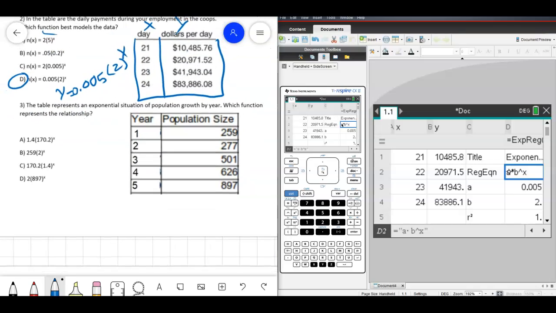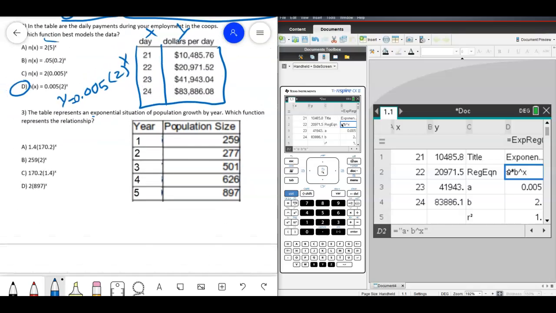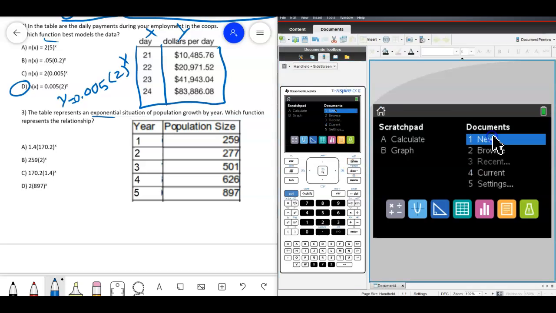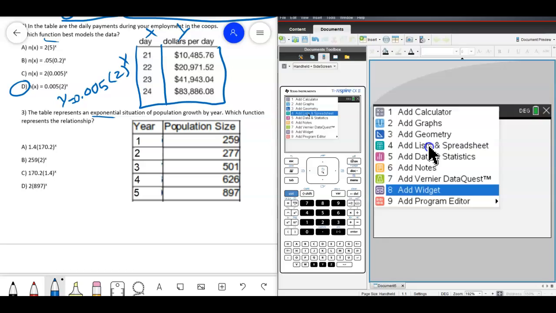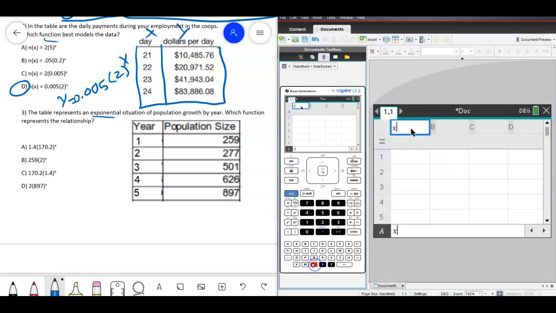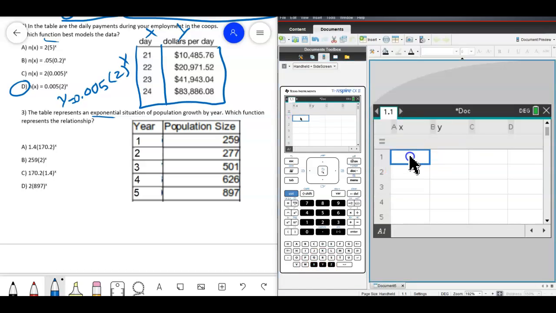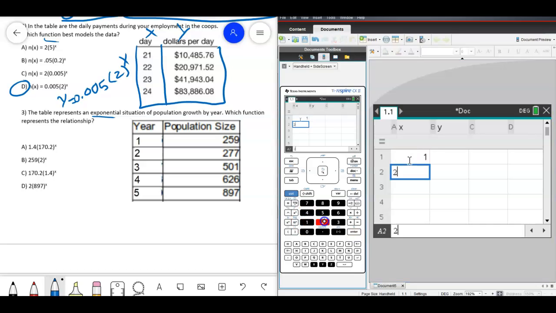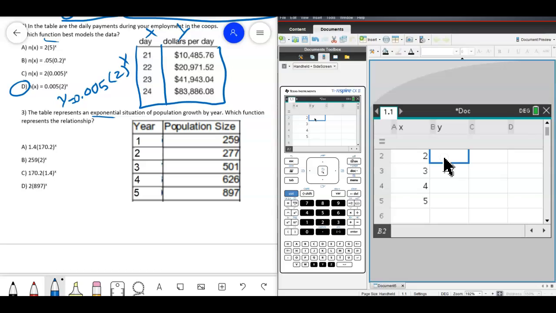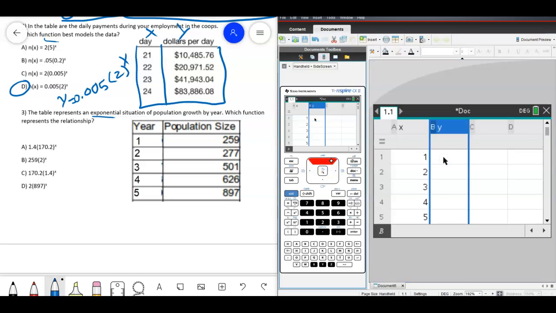Once again, number 3, the table represents an exponential situation. Let's do an exponential graph. So new document, don't save, spreadsheets, X and Y at the top. And we're labeling these years 1 through 5. And then 259, 267, 501, 626.